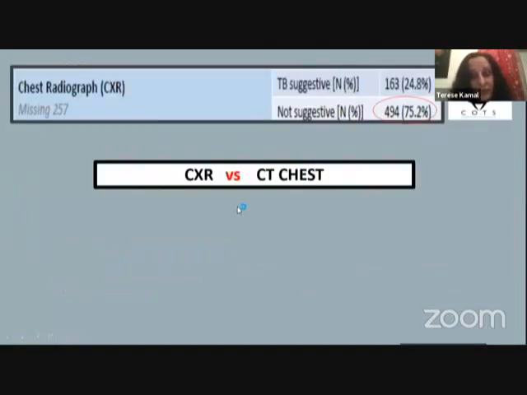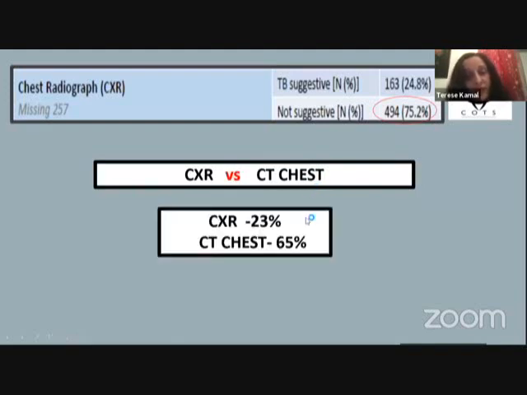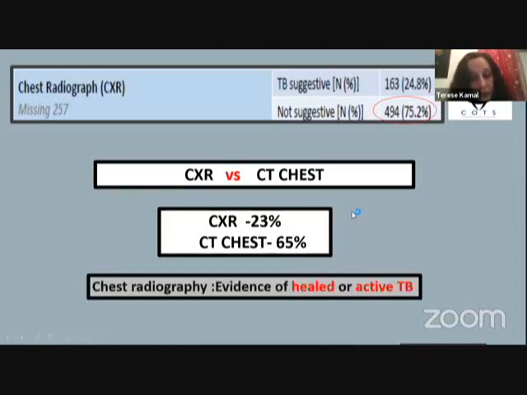As for CT chest and chest X-ray, the COT study found that the CT chest was more useful. It showed that 23% of the patients had changes by chest X-ray. However, by CT chest, 65% of the patients enrolled had changes. So the CT chest for me is more important. I would always recommend it. I would ask for a high resolution without contrast. You don't have to use contrast for these cases. And either having a healed lesion or an active TB lesion for me is quite significant.